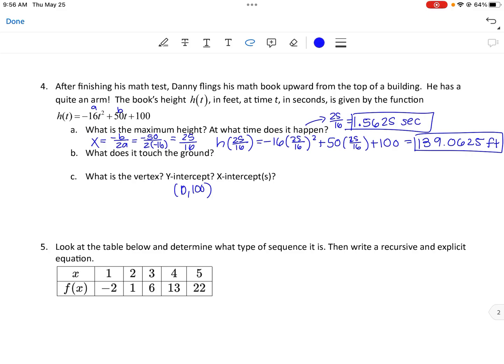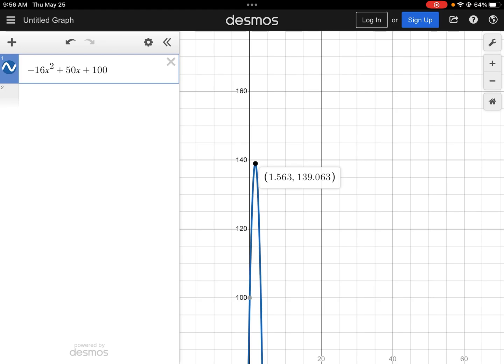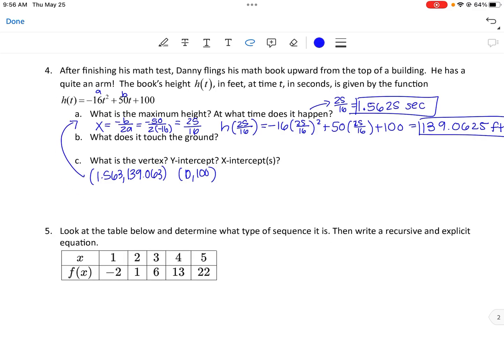I'll just mark some of these. The vertex here, we already found that. That's the maximum height, the tallest: (1.563, 139.603). Hey, notice that's exactly what they were asking in A.